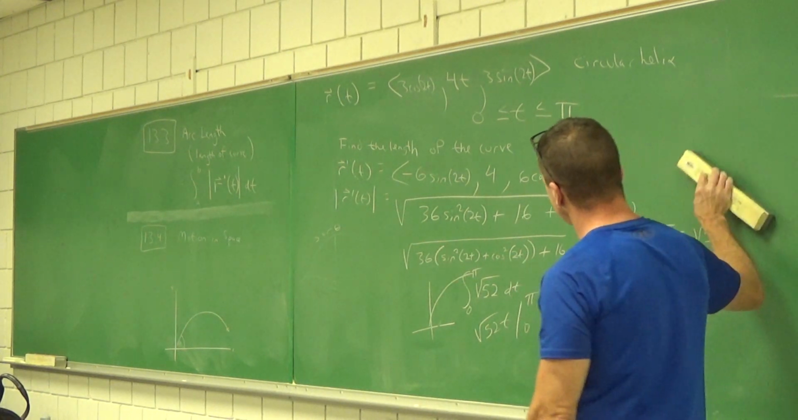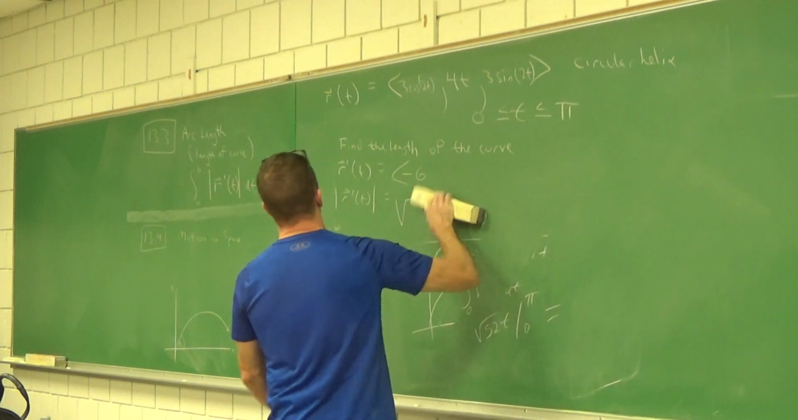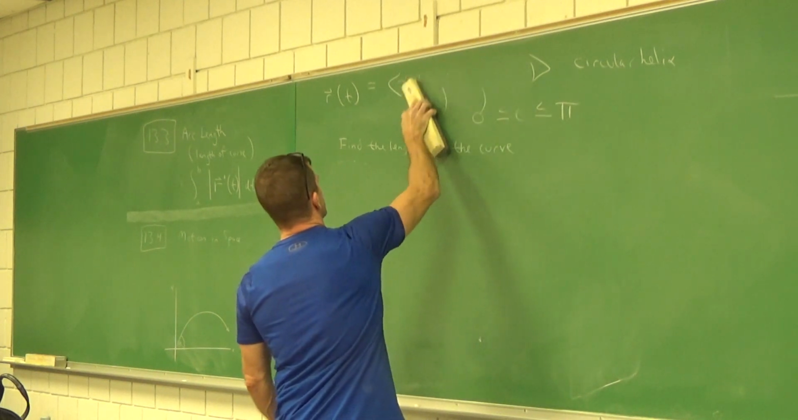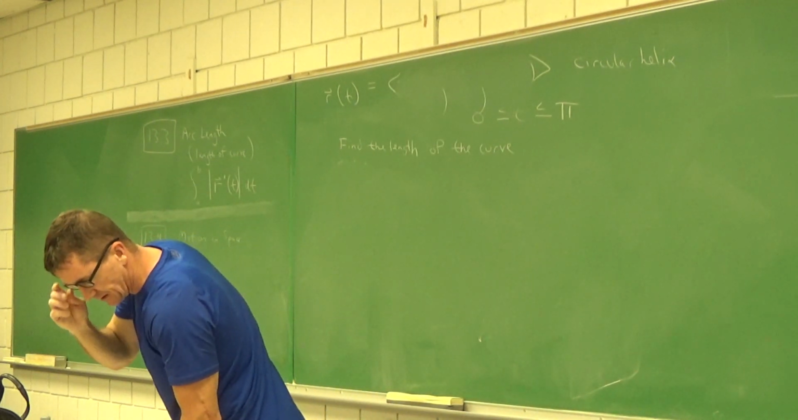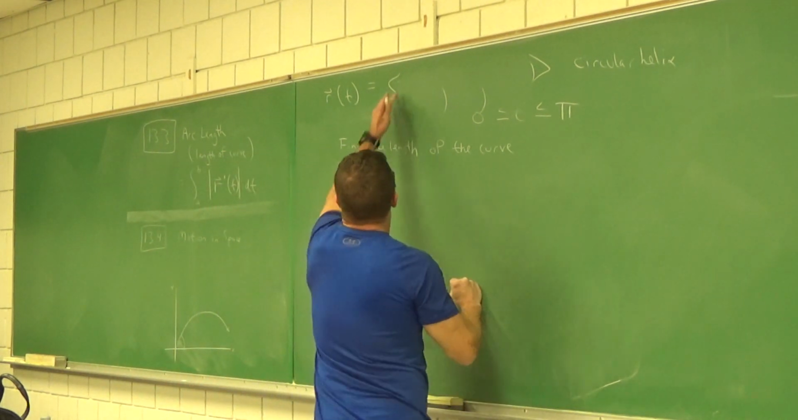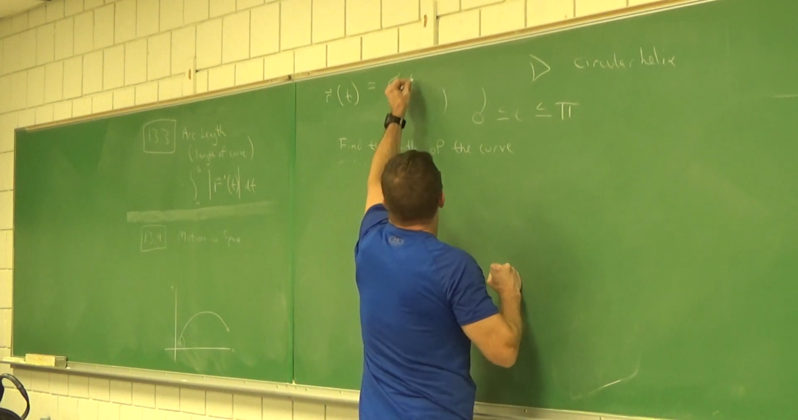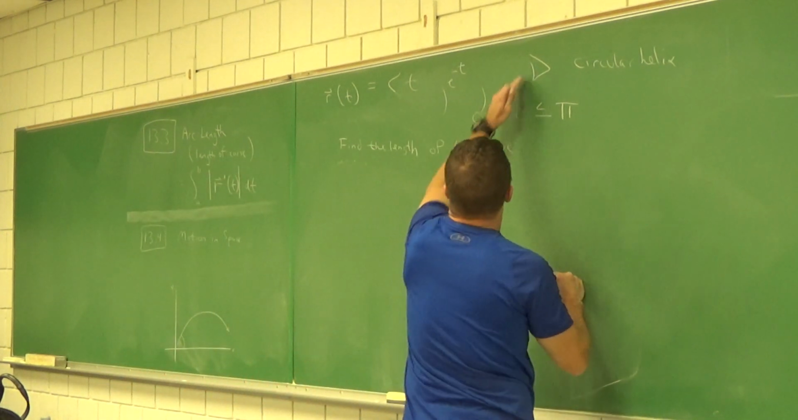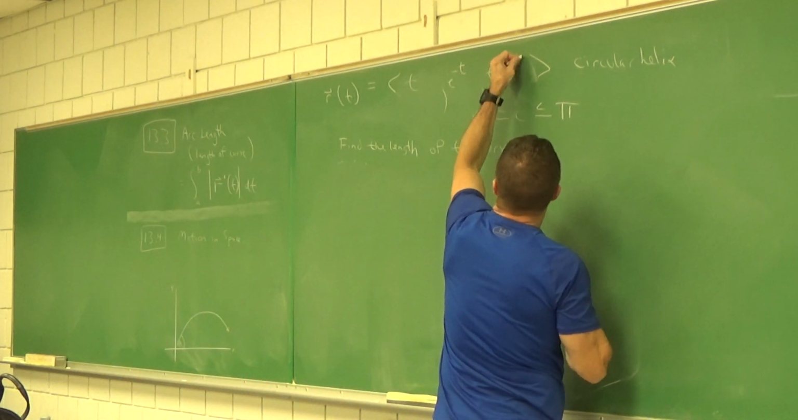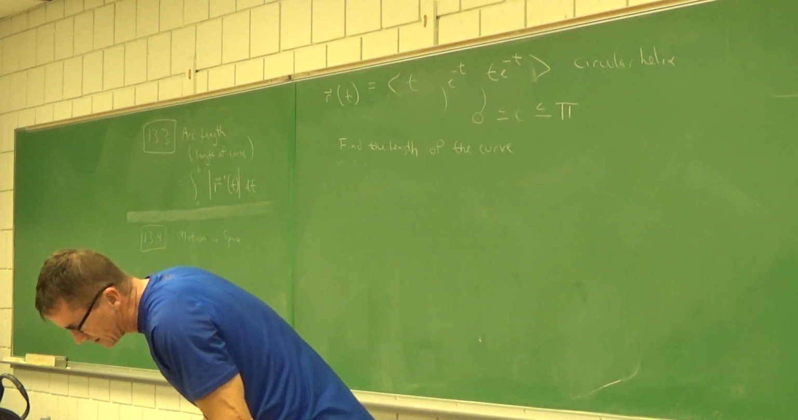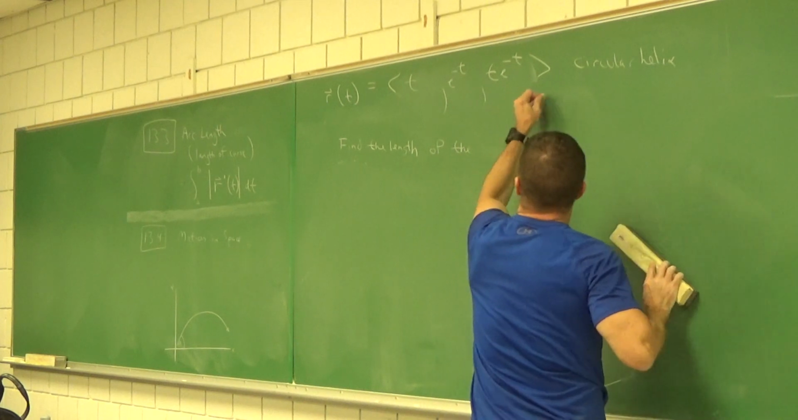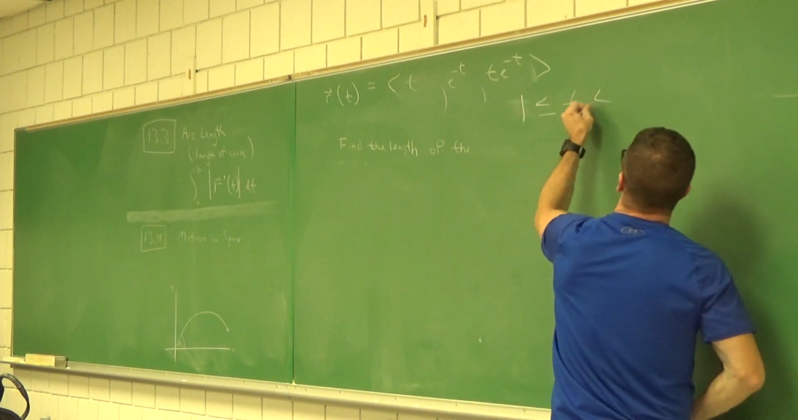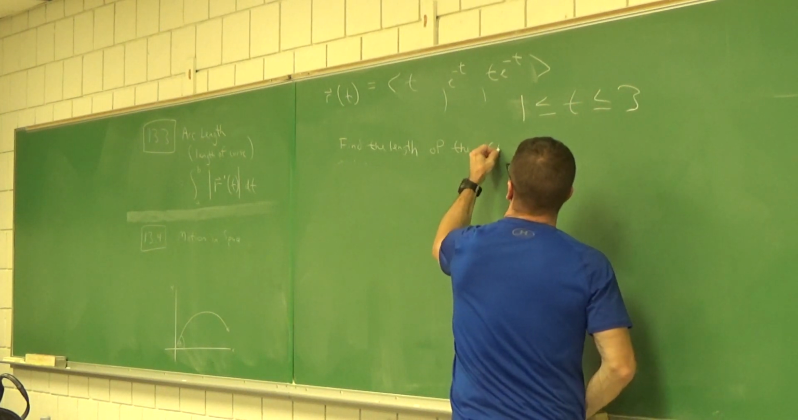Anyone try this one? Find the length of this curve. You get, all right, t, e to the negative t, and t to the negative t. The limits, can you find the length of this curve from 1 to 3? Well, that's not a circular arc. Find the length of that curve.